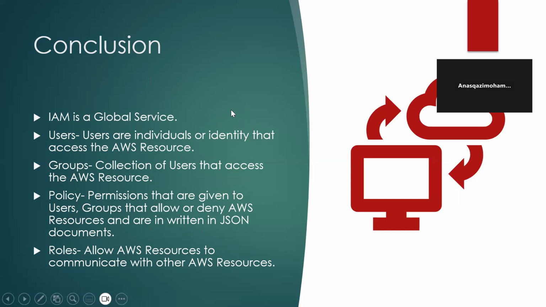Moving on to policies, policies are permissions given to users and groups that can allow or deny access to an AWS resource. They are written in a JSON document. It has an effect, which says allow or deny, and then the action on it. Roles are used when you want one AWS resource, like an EC2 instance, to communicate with another, like database instances, so you create a role so that they can communicate with each other. That's how IAM works.